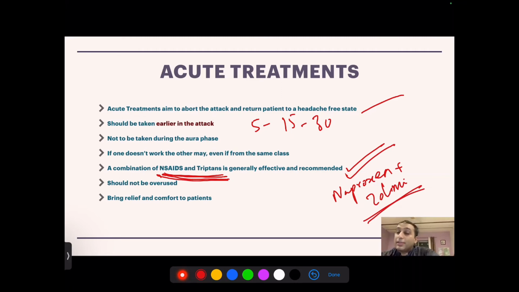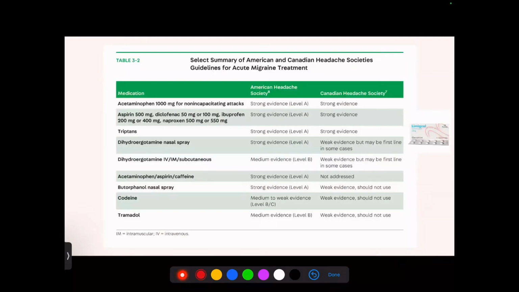You can give NSAIDs only, you can give paracetamol, you can give Disprin, among other medications. And if these do not work, there are other agents as well, including ergotamine therapy and some new therapies, which we should see later on as well. They should not be overused. They bring relief and comfort to the patients. The patient should not tolerate these headaches to the extent of their severity.